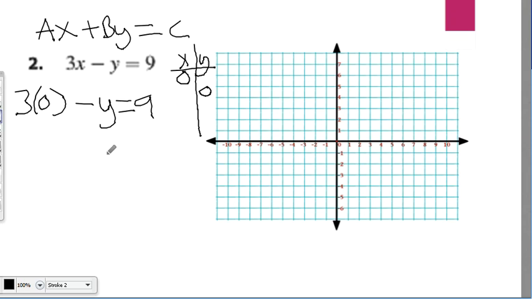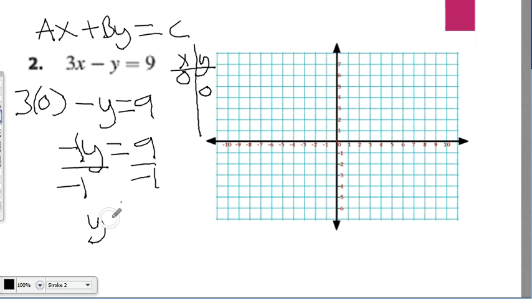So if we let the x be 0 here, 3 times 0 is 0. So then we have a -y equals 9. We're actually not done solving for the y yet. Because there is a negative sign in front of the y, that's like having a -1 times y. So in order to get that y all by itself, we have to divide both sides by a -1. Okay? So when the x is 0, the y is -9.